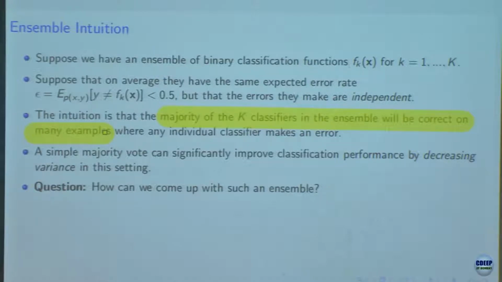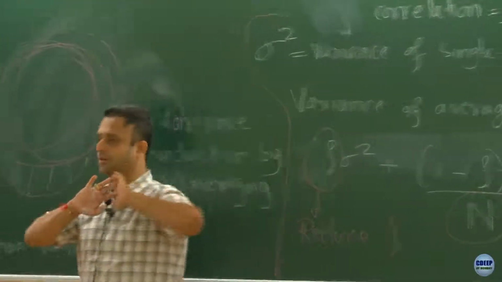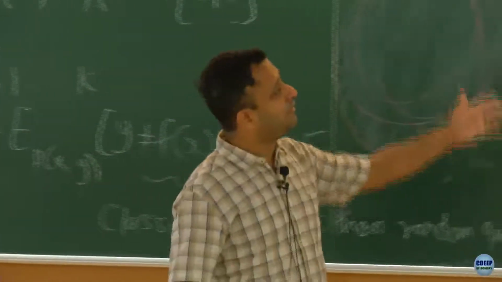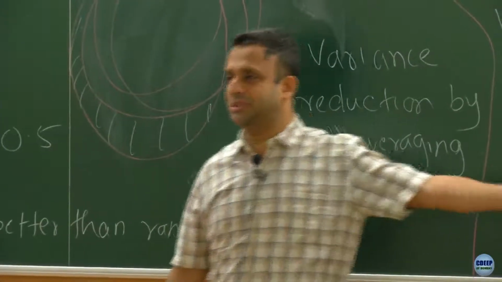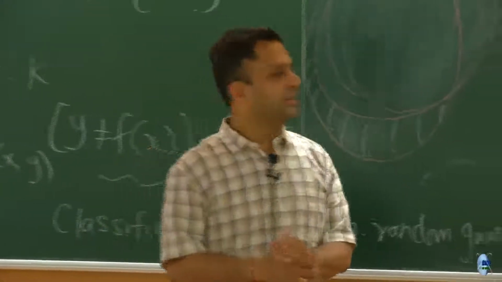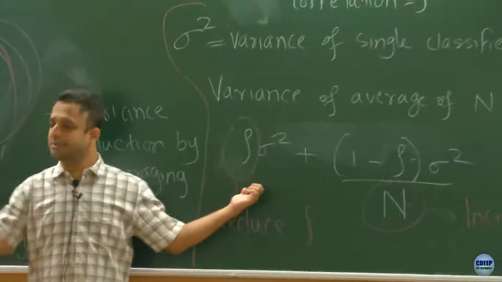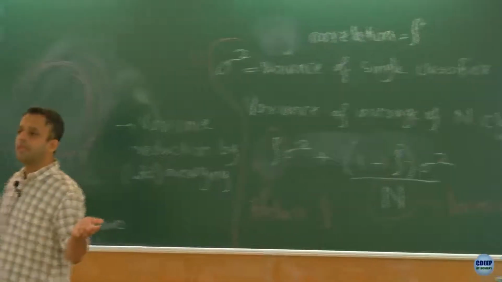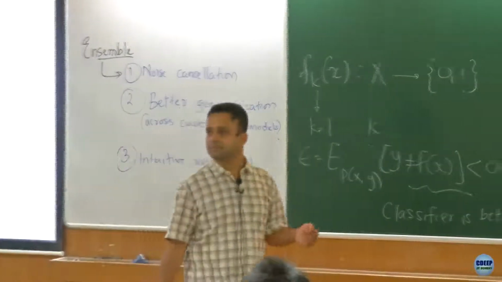How I got this, we can discuss offline. All we are saying is that we have the same correlation coefficient for all pairs, so we are making some assumptions here. And they all have the same variance. Under this assumption, it's not very difficult to show this expression. Basically, it looks at how much they are correlated times sigma square, and how much they are not correlated divided by the number of examples that you are considering.